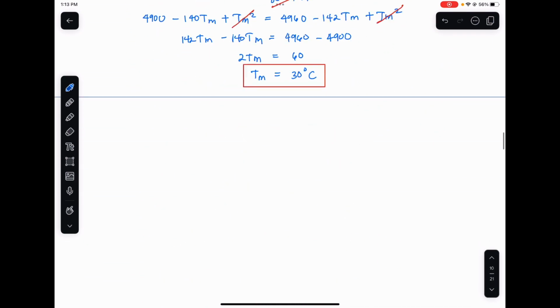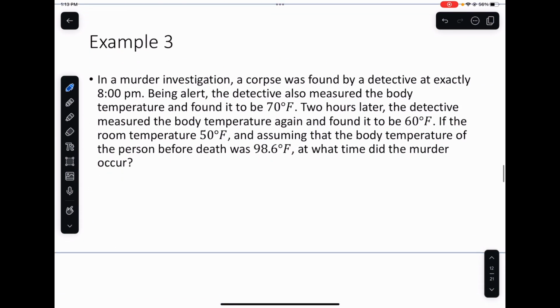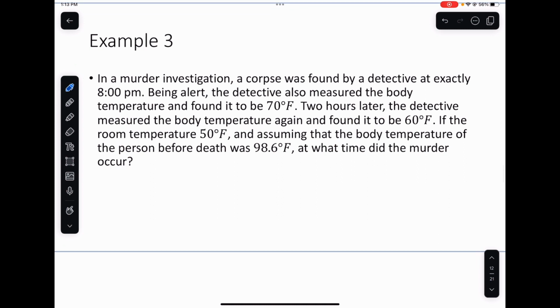Let's proceed with a third example. The third example is a murder case, and we want to determine what time the murder occurred. In a murder investigation, a corpse was found by a detective at exactly 8 p.m. So the detective arrives at 8 p.m.